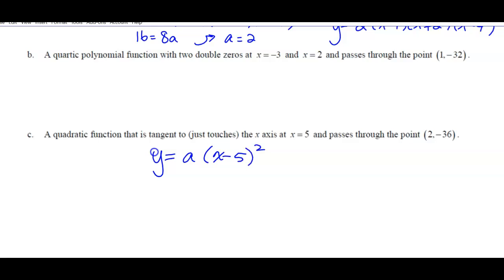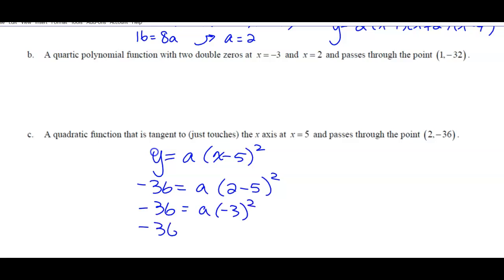Okay, we don't know what the y-intercept is, but we know a point. This is really like work that you did in Math 20, very beginning of Math 20, quadratics. So now negative 36 goes in for y, 2 goes in for x, and solve for a. That's going to be 9a, so a is negative 4. Again, rewrite it. And leave it in factored form.